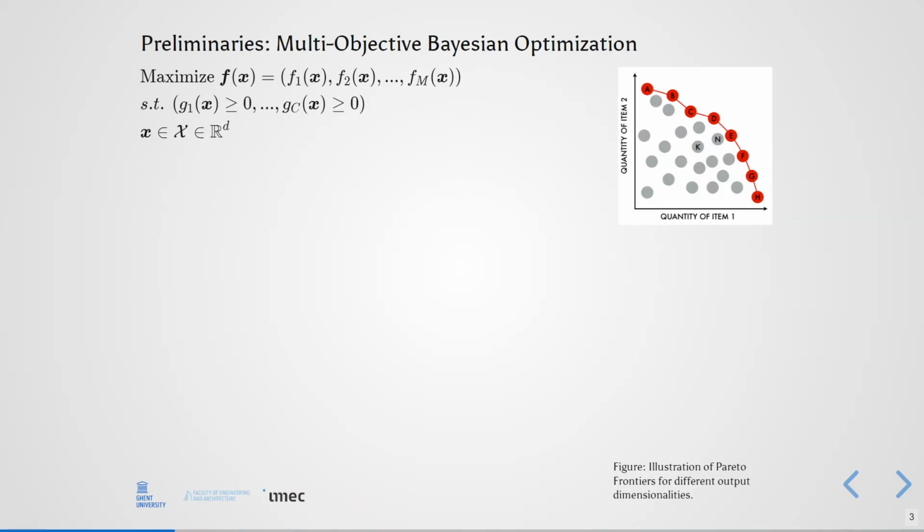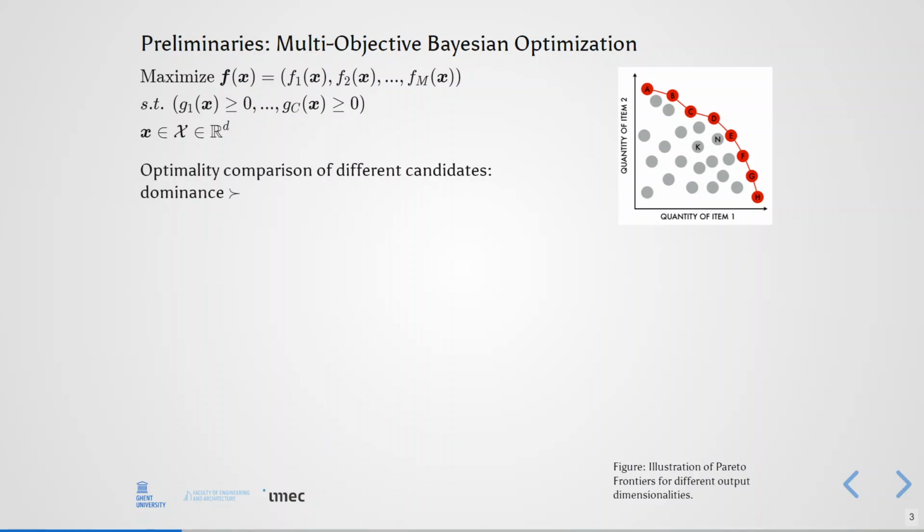Multi-objective optimization considers maximizing a set of unknown functions, represented by f1 up to fM here, and optionally it can also be subject to a set of unknown constraints, denoted by g1 up to gC here. Note that we use the constraint larger or equal to 0 to represent that the candidate x is feasible.